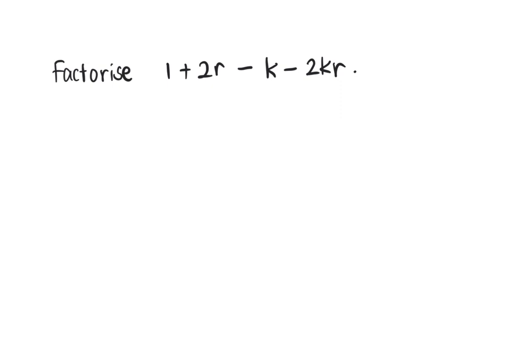And I'm going to break it into two. There is 1 plus 2r, and there is my negative k and negative 2kr. Let's focus on the blue color portion. There's no common factor, so I'm going to just put a huge bracket to group them together. And actually there is an invisible 1 in front because there's one bracket.